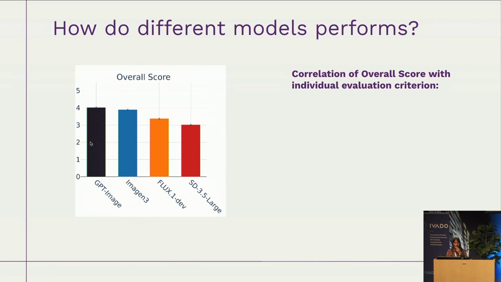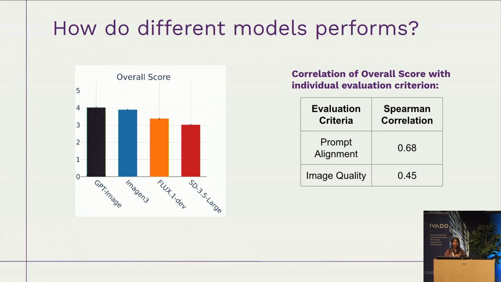And then you can also compute the correlation. By the way, this overall score is something humans are giving. We ask them questions with respect to each of the criteria, but we also ask them overall, what do you feel about the image? Give us a score. Then we can compute the overall evaluation of humans and see what it is biased by. That actually is most correlated with the prompt alignment. So they care more about the prompt alignment than they care about image quality.